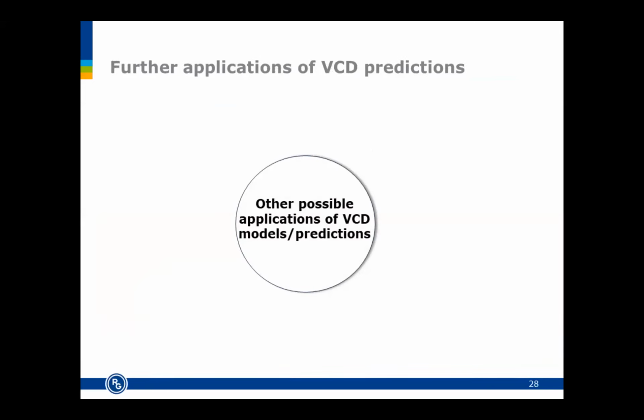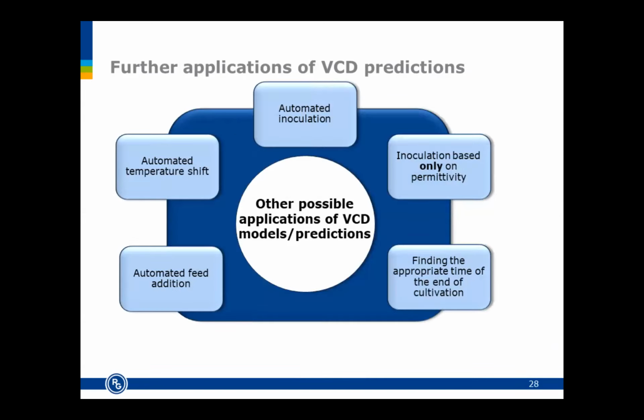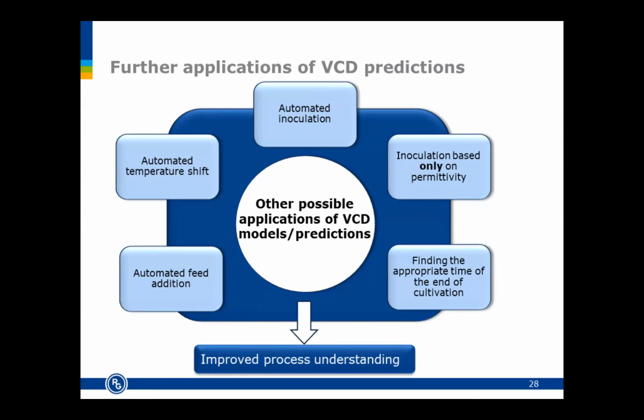Now let's see what kind of further applications there are of the VCD predictions. The automation of feed addition, temperature shift, and inoculation can also be achieved using real-time viable cell density predictions. The inoculation can be based only on the permittivity values, as I mentioned, and the VCD prediction can also help in finding the appropriate time for the end of the cultivation. As a consequence, we can tell that the VCD predictions finally result in improved process understanding.